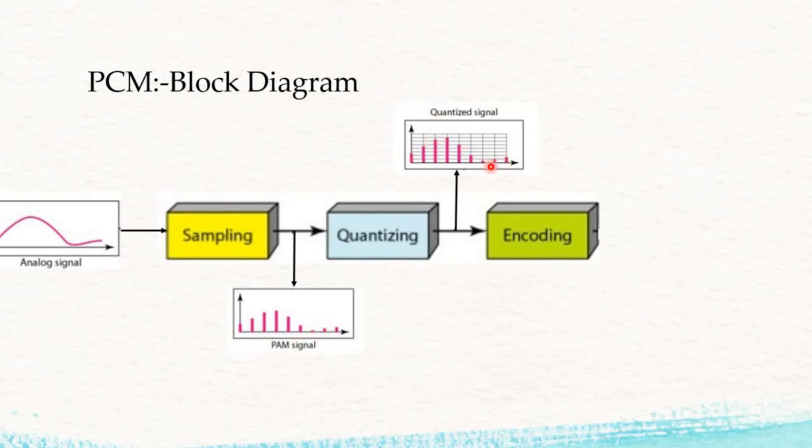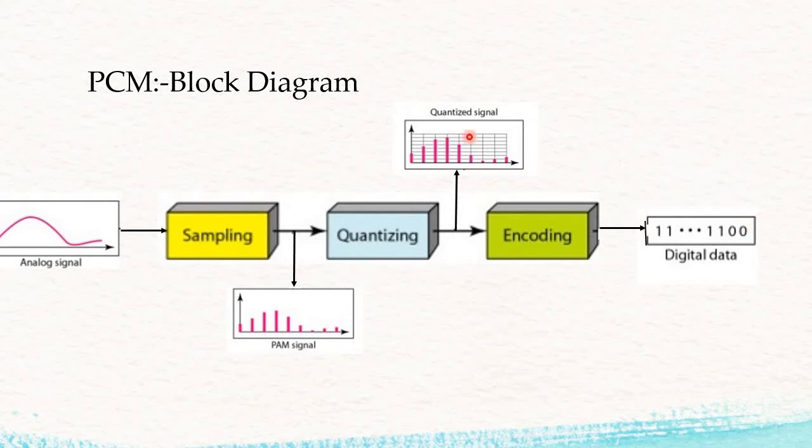This is the quantized output, and from the quantizer the output is given to the encoder. The encoder will convert each quantized level into digital values. Suppose this is your first level, so all values present in that quantized level are converted into 1 1. So the output of the encoder is digital data.